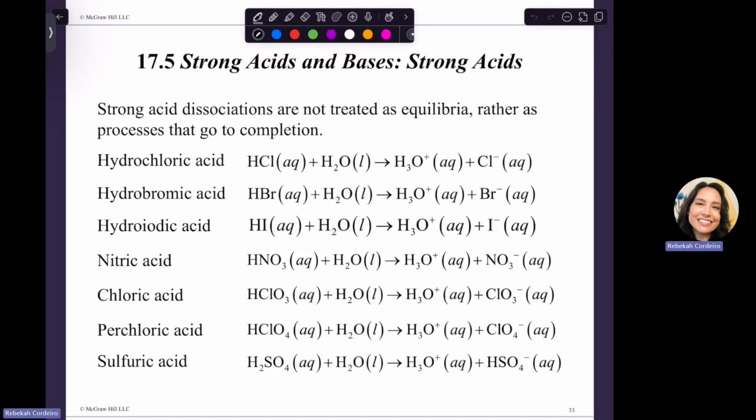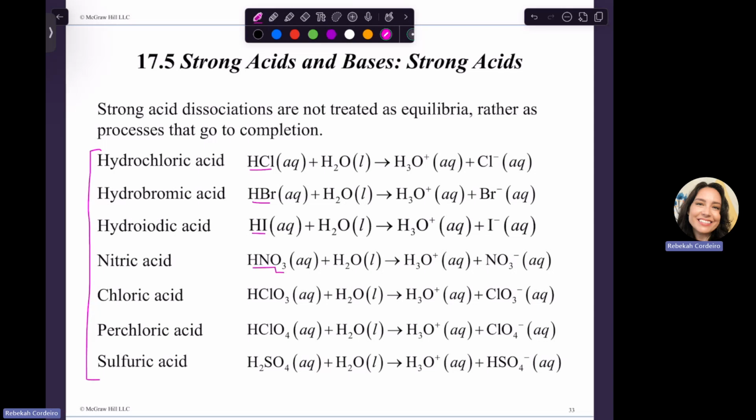In this video, we're going to be talking about strong acids and bases and weak acids and bases, and specifically how to find pH values for these things. There are 7 strong acids that you need to know. You would need to memorize these strong acids. You should know the name, and you should also know the formulas.